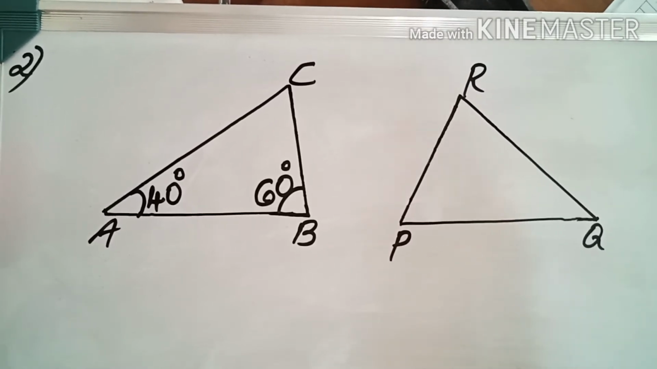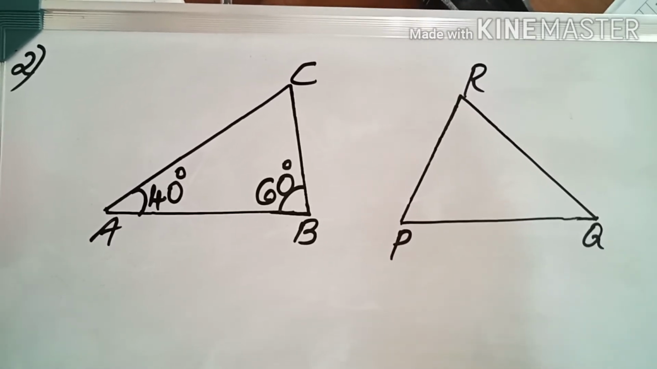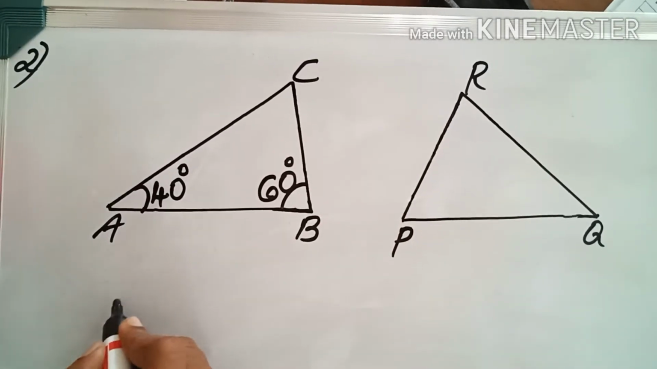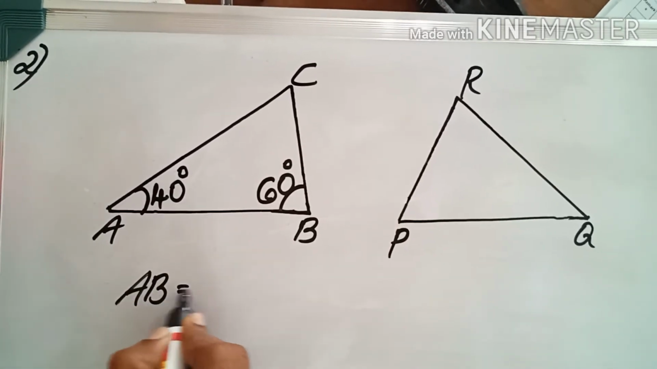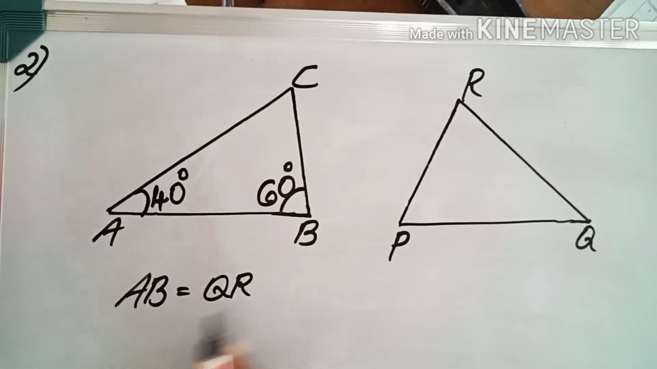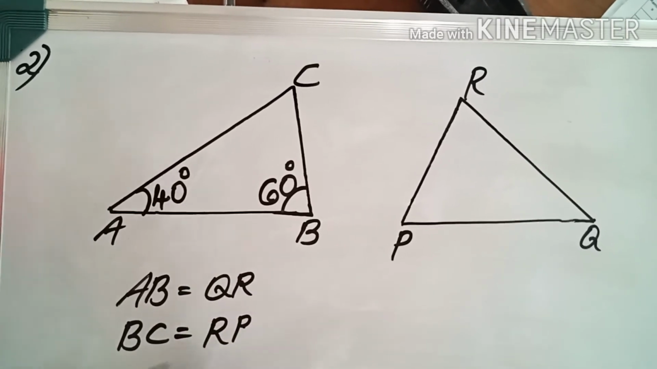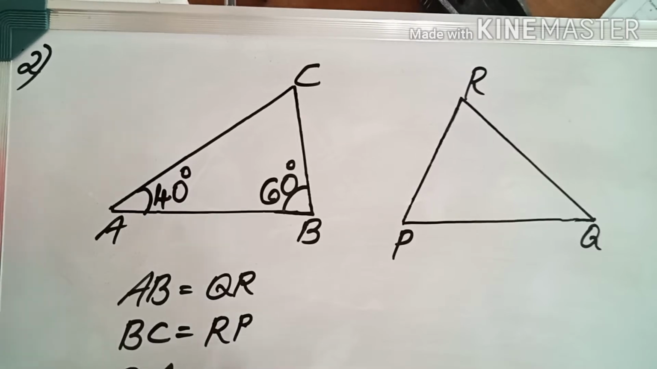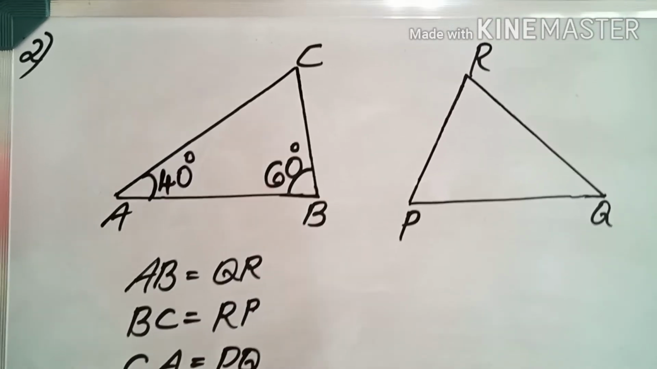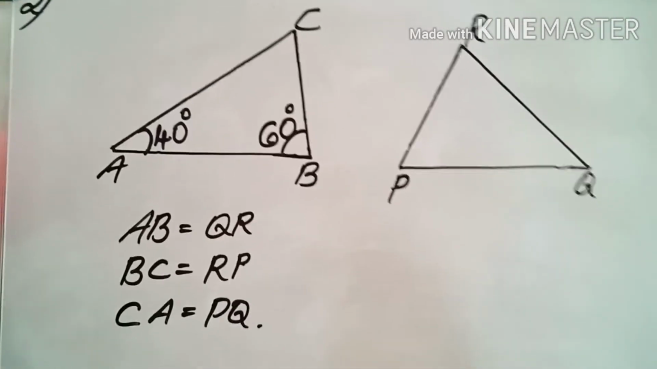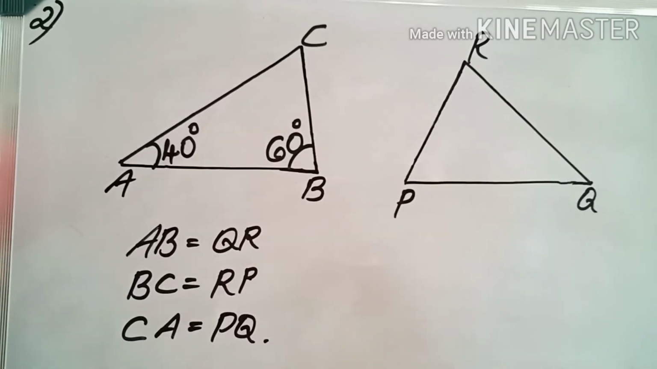And in the question it is given that three sides are equal. That is, first side AB equal to QR is given. Then BC equal to RP is given. Then the third one is CA equal to PQ. These three sides are also given in the question.